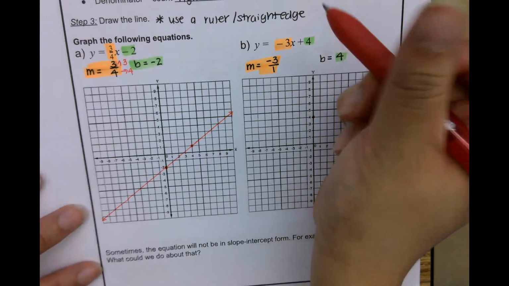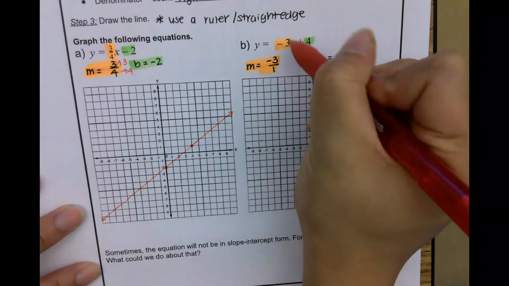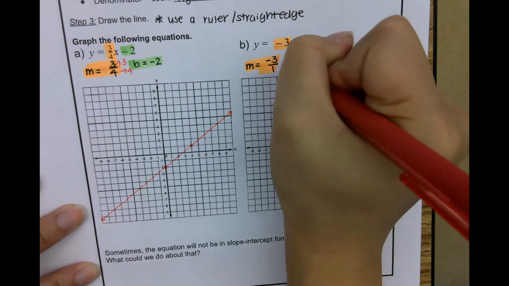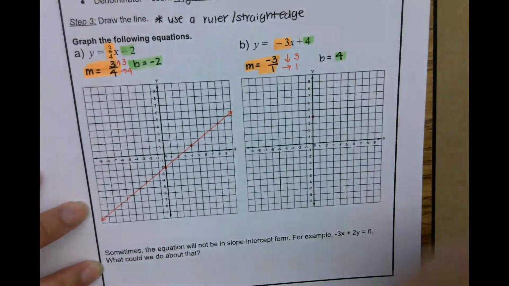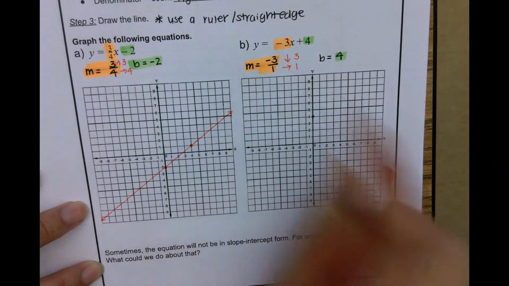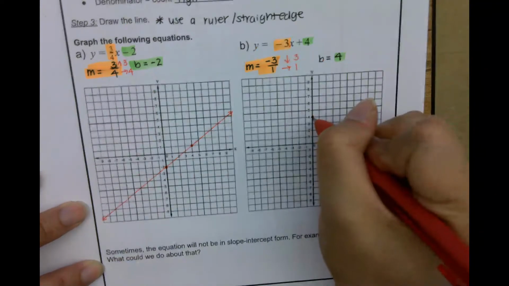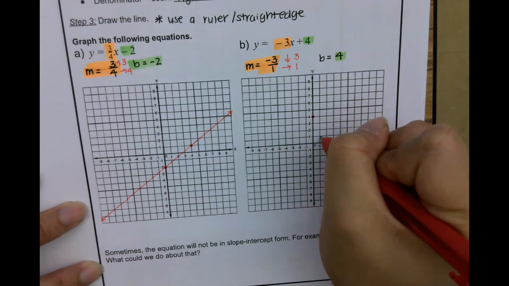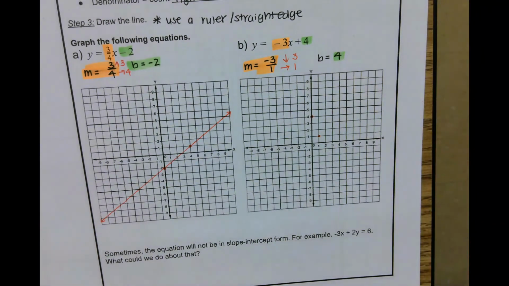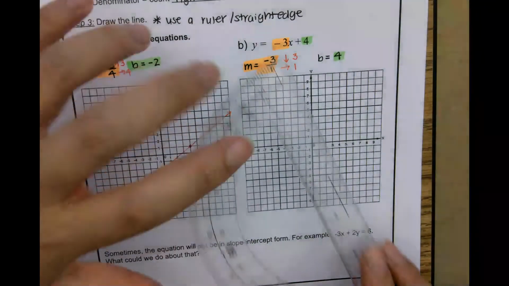Since this is a negative 3, this means I'm going to go down 3 and right 1. The denominator is always right. The sign affects whether it's up or down. So I'm going to go down 3, 1, 2, 3, and over 1. And all you need is 2 points to graph any line.